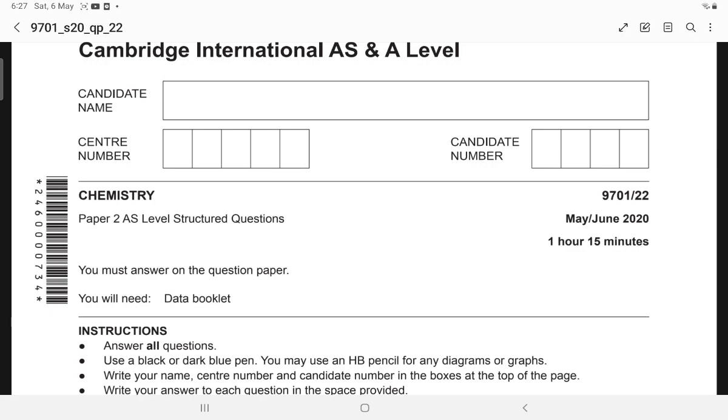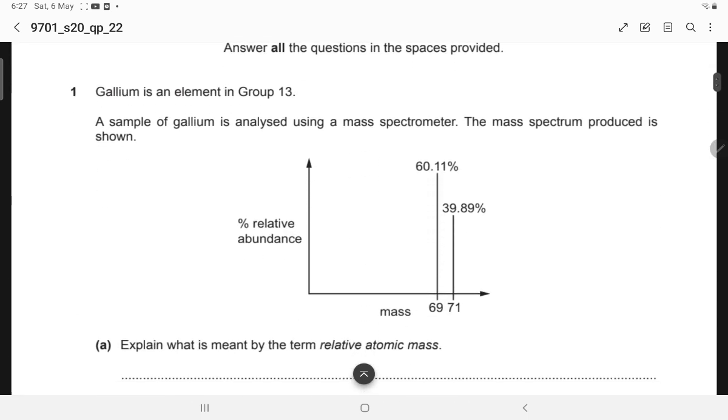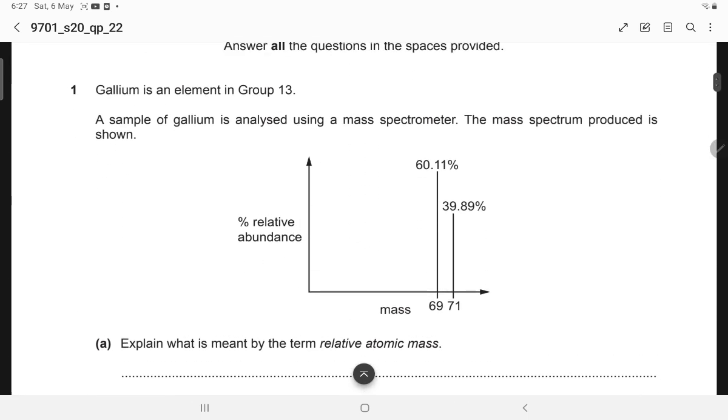Today I will solve chemistry paper 2, May June 2020. Let's start. Gallium is an element in group 13. A sample of gallium is analyzed using a mass spectrometer. The mass spectrum produced is shown.